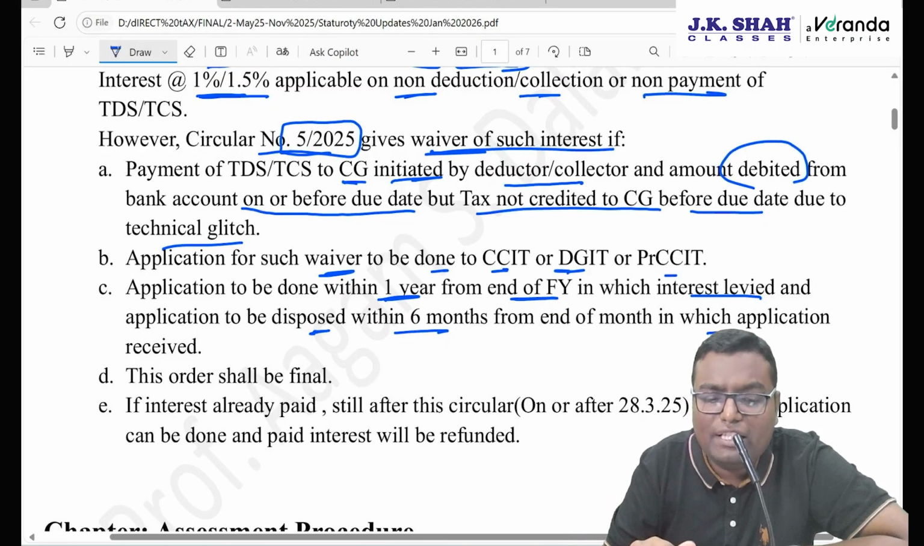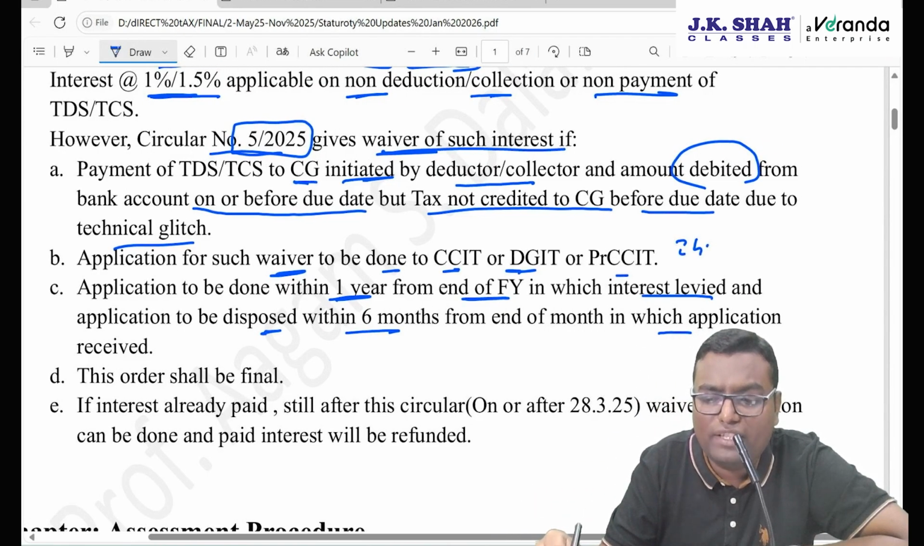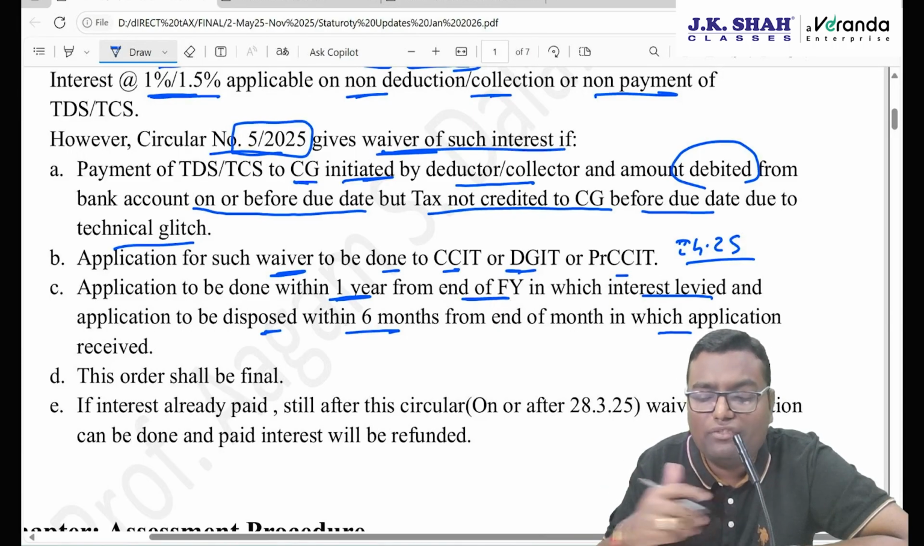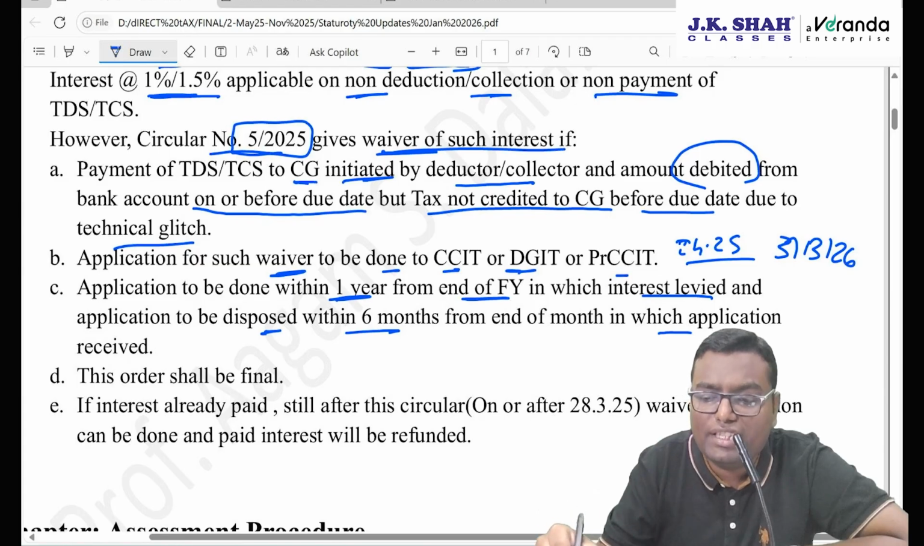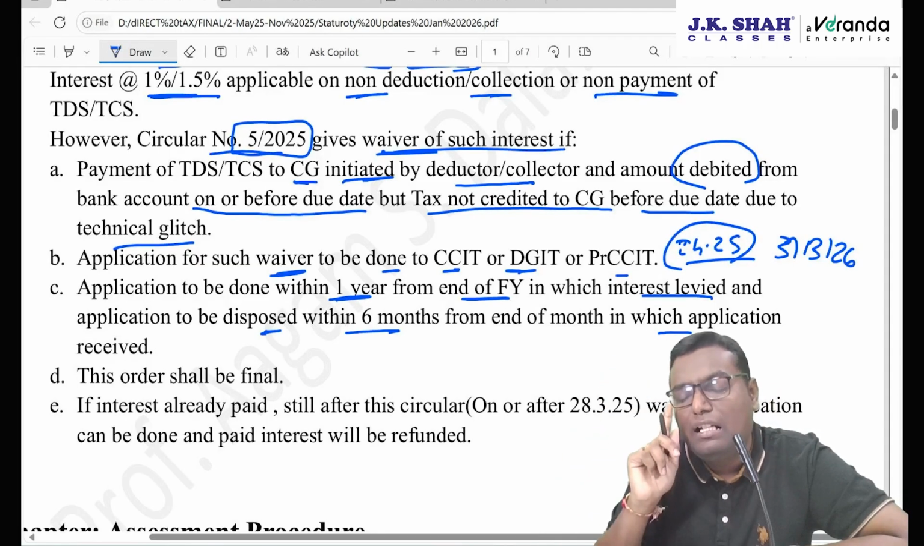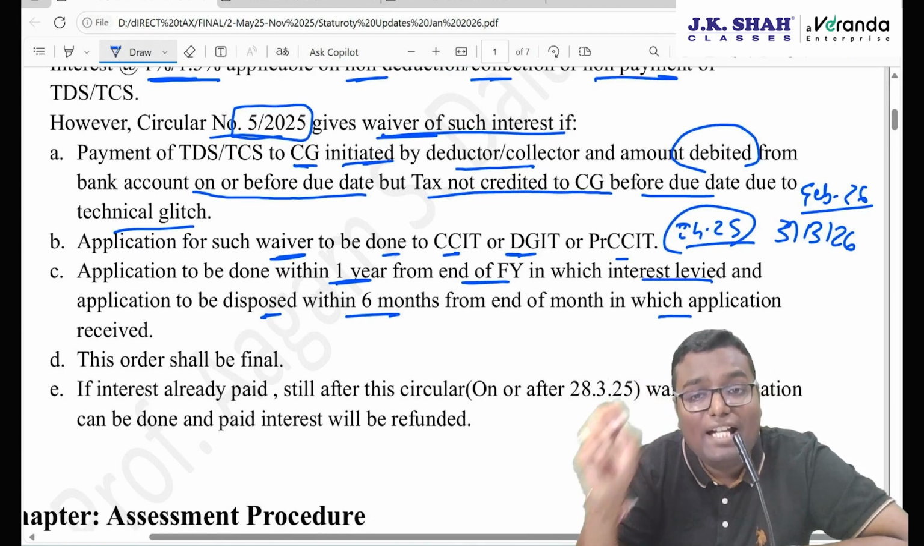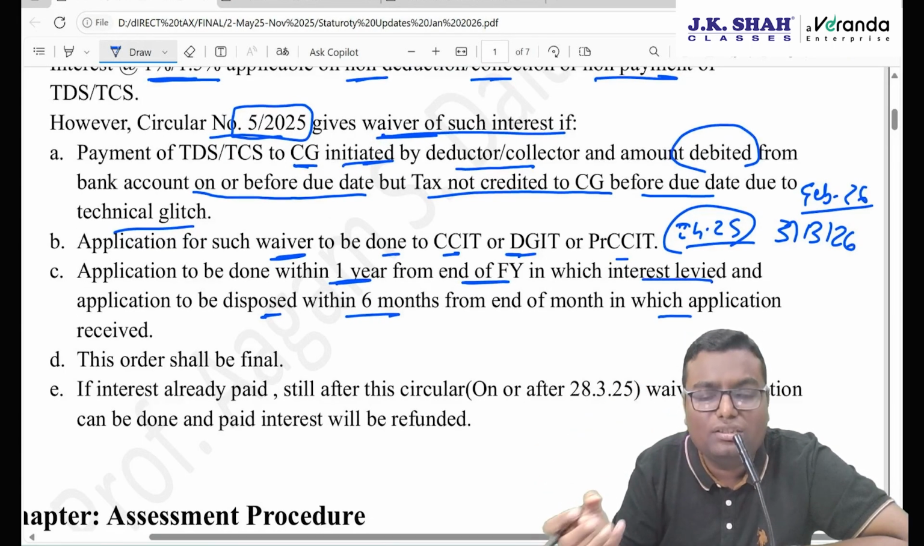Let's say I have received the demand notice in the financial year 24-25 for which I want a waiver. I should be making this application for the waiver up to 31st March 2026, 1 year from the end of the financial year in which interest is levied. Let's say I have made an application somewhere in February 2026, which is much before the time. The higher authority to whom I have made the application should approve or reject my application.